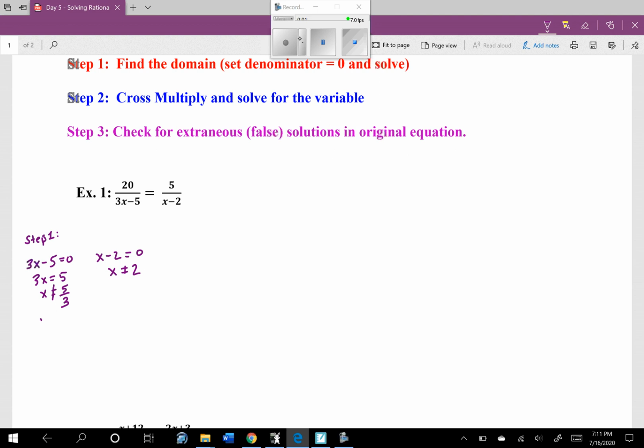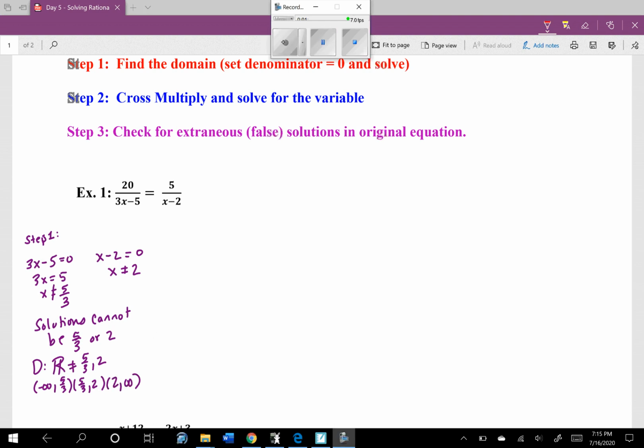So solutions cannot be 5/3 or 2. So that means that the domain is all real numbers, but those two, so all real numbers not equal to 5/3 or 2. Another way that we can write that would be negative infinity to 5/3, 5/3 to 2, and 2 to infinity.